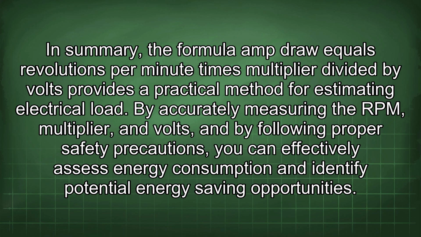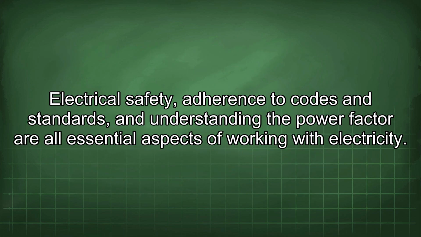In summary, the formula amp draw equals revolutions per minute times multiplier divided by volts provides a practical method for estimating electrical load. By accurately measuring the RPM, multiplier, and volts, and by following proper safety precautions, you can effectively assess energy consumption and identify potential energy-saving opportunities. Electrical safety, adherence to codes and standards, and understanding the power factor are all essential aspects of working with electricity.